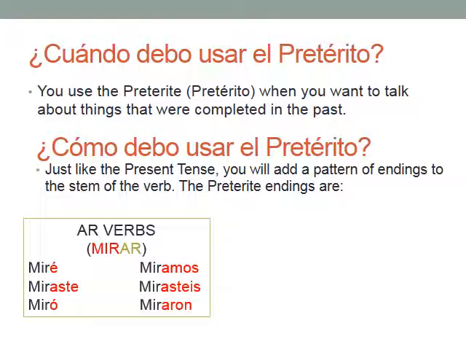So let's look at verbs that end in AR. We're going to look at the verb mirar. So what we've done, we've dropped the AR, and then we've added these endings.